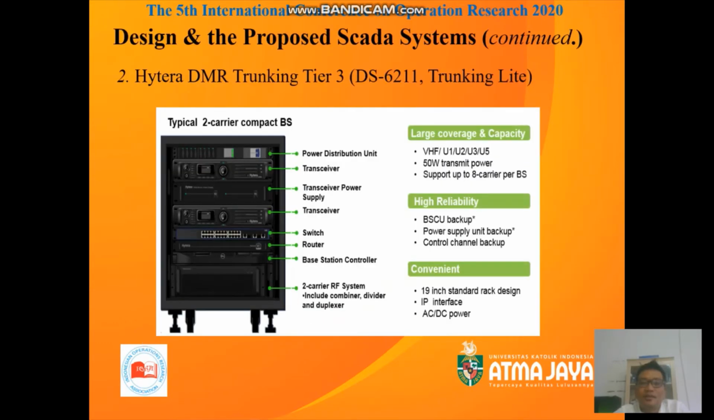And this is the picture of the DS6211 or tracking light. The capacity and also the coverage are large. The power is up to 50 watt. It can also cover VHF, UHF1, UHF2, UHF3, and UHF5. It can support up to 8 carriers per base station. Very convenient. It has the IP interface, provides AC or DC power, and a 19-inch standard rack design.